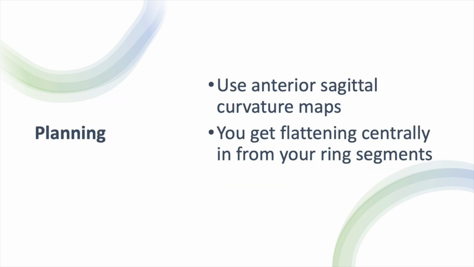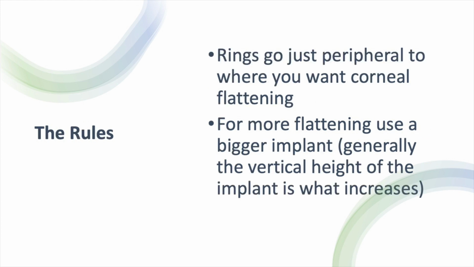So for planning CAIRS, use your anterior sagittal curvature maps. And when we're planning the procedure, remember you get flattening centrally in from where you place the corneal ring segments. So your rings go just peripheral from where you want the cornea to flatten, and the more flattening you want, the bigger the implant you use, but that's bigger vertically typically, so from the anterior to posterior measurement of the corneal donor that you're using. I will cover graft cutting and graft sizing in a separate video.